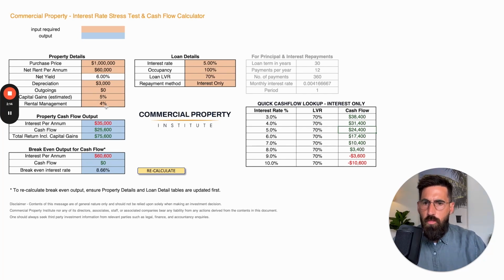But if we go for this scenario, all the numbers here on the left, the commercial property cash flow output would have the $25,600 at a 5% interest rate. This is taking into account depreciation.